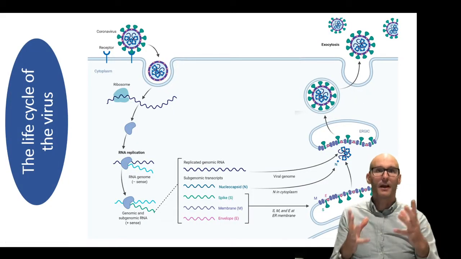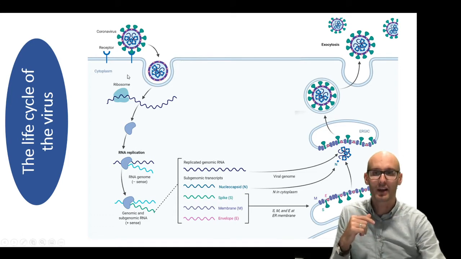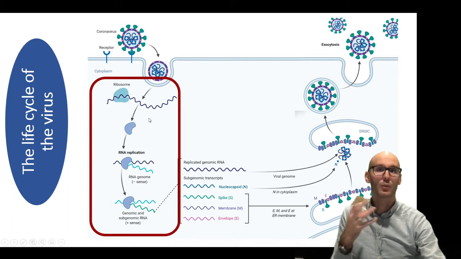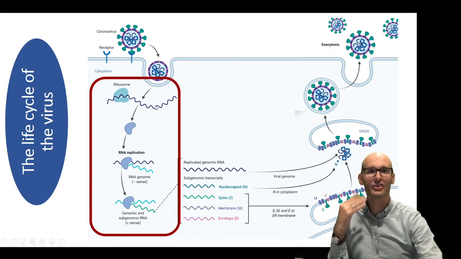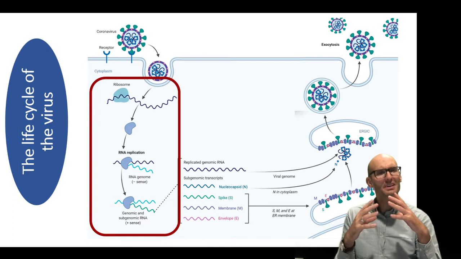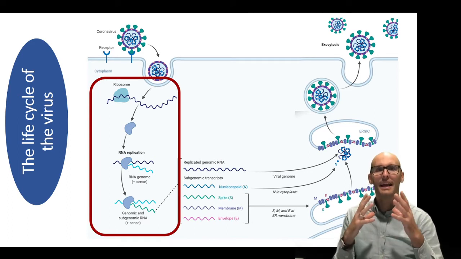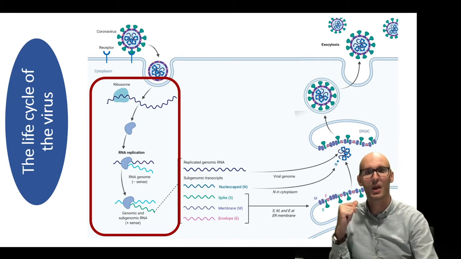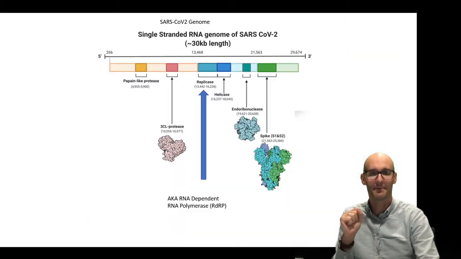So here's the rough life cycle of the cell, and in the last video, we covered this part, and now we're going to cover this part. What happens once that genome is inserted into the cell? Because remember, it's not really that the virus gets into the cell, it's that the genome of the virus gets inserted into the cell. What does that genome do once it's there?